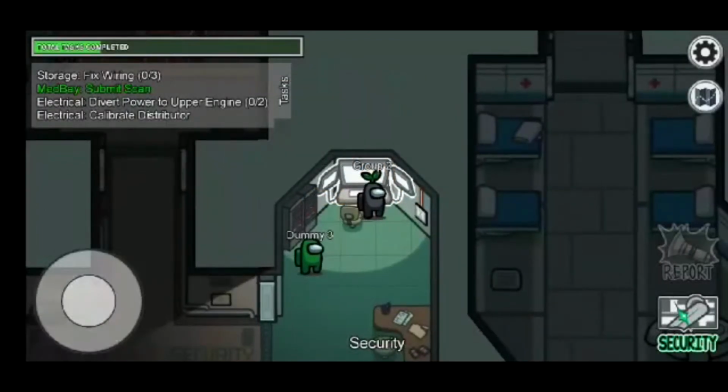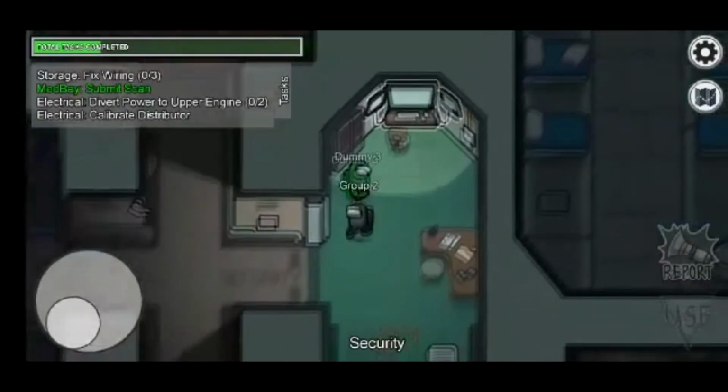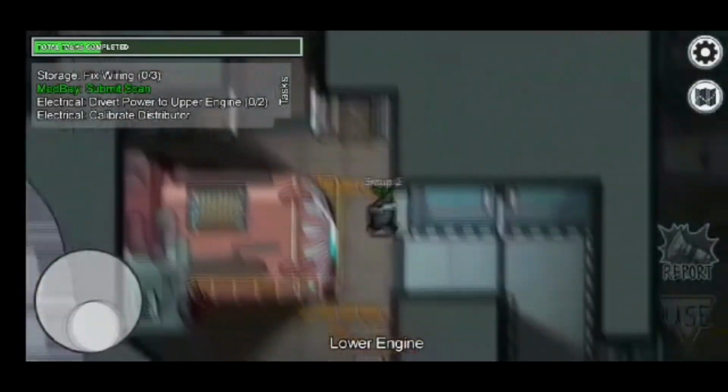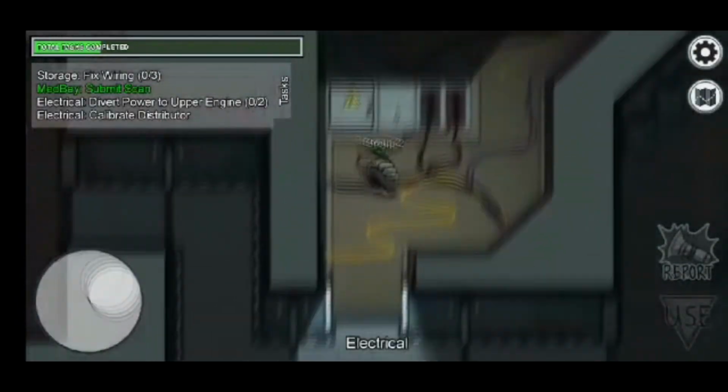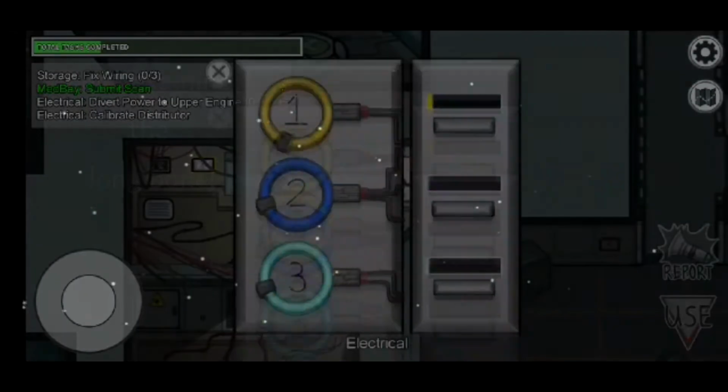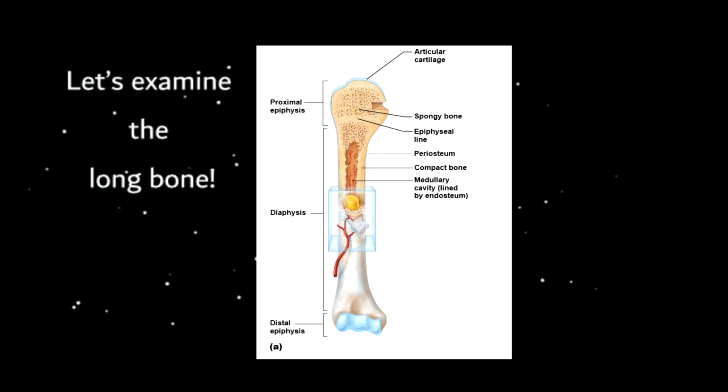And lastly are the irregular bones. They have irregular shapes. Examples of these are the vertebrae and the hip. Let's examine the long bone.